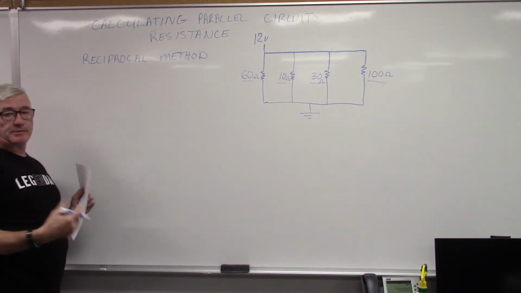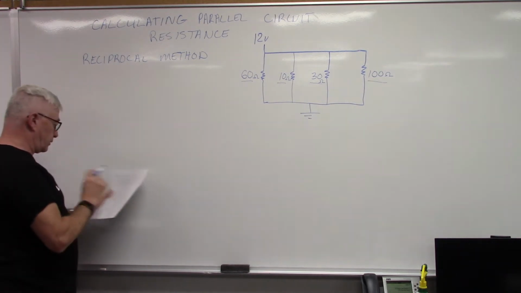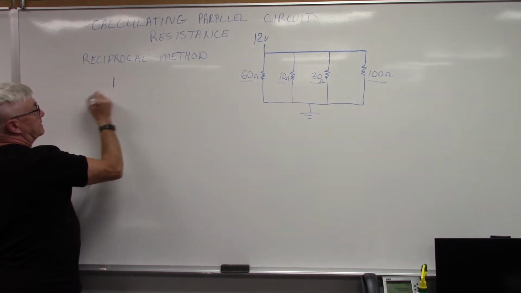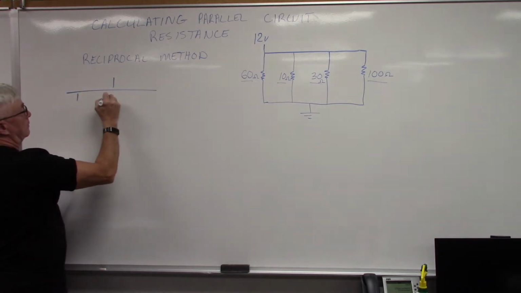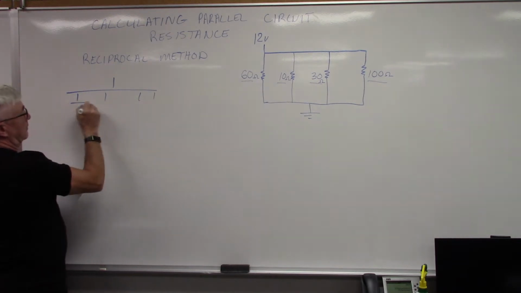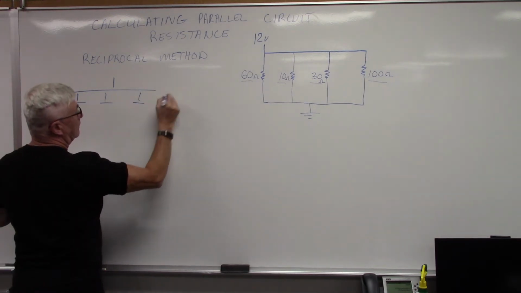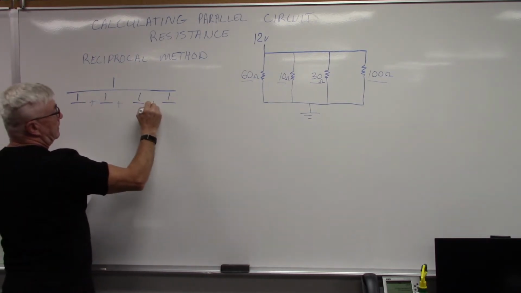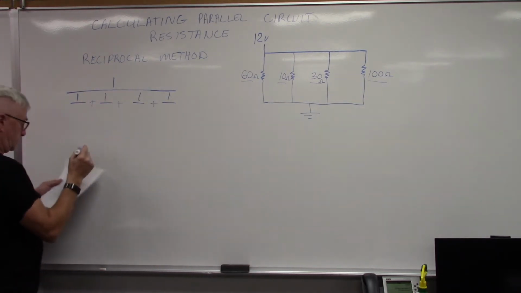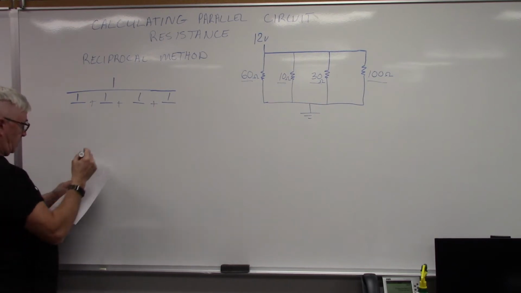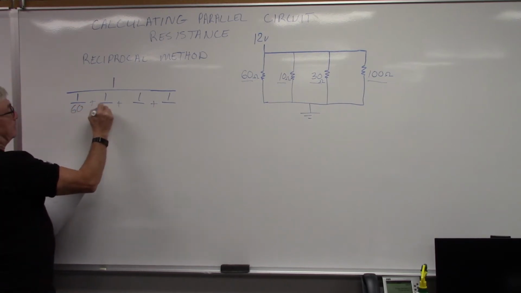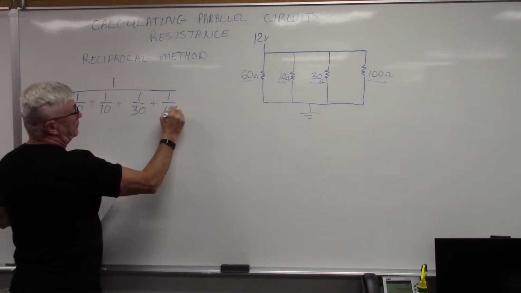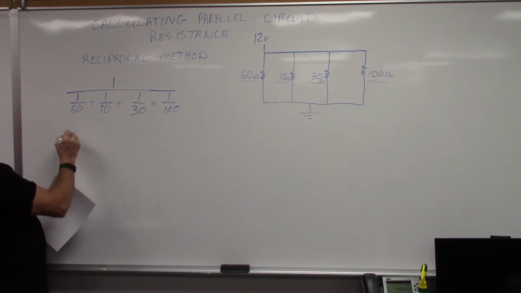We're going to use the same circuit for 3 of the 4 methods that we're going to demonstrate. So the first one, the reciprocal method, is going to be 1 over each of the values. And remember that these are added and then we use them to find the final answer. So 1 over 60, 10, 30 ohms, and 100 ohms. I've gone ahead and done the math.